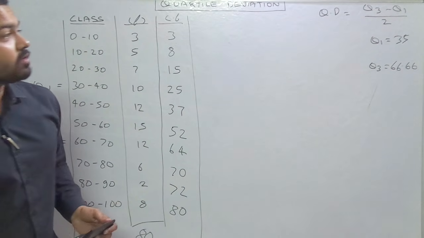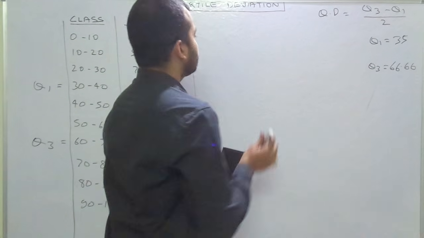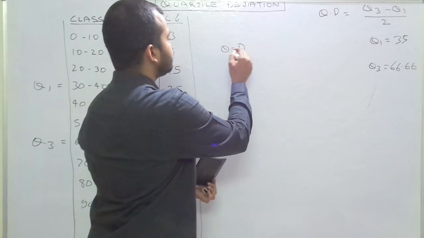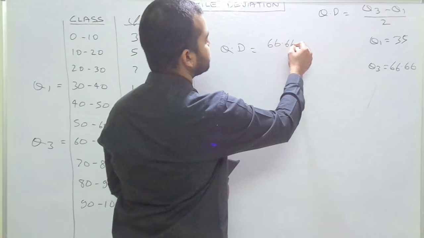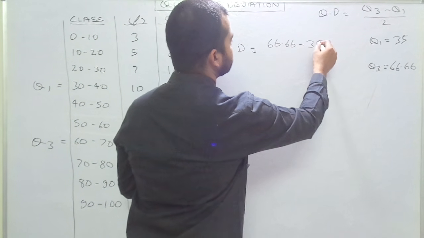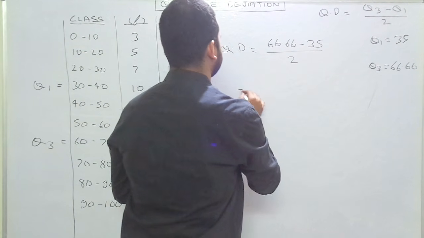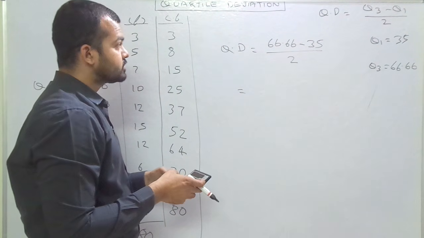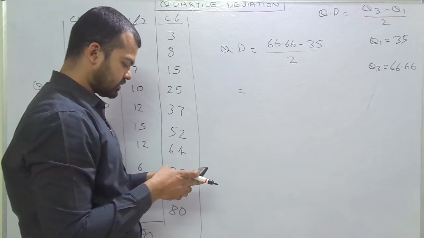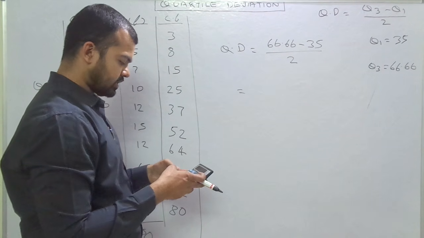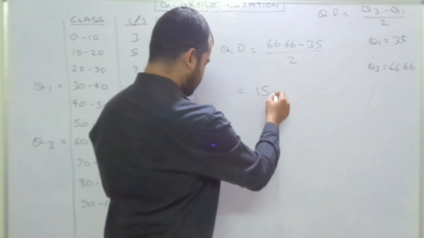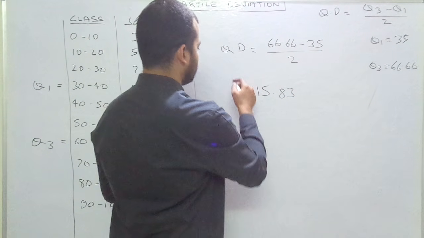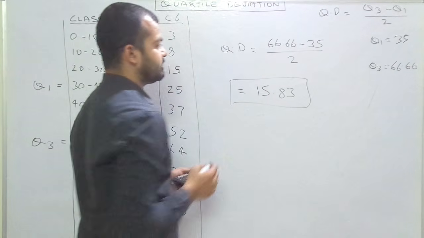Now we have the values of Q1 and Q3. Now we are able to find the quartile deviation. That is Q3, the value is 66.66, minus 35, divided by 2. The answer comes out as 15.83. This is the value of quartile deviation.